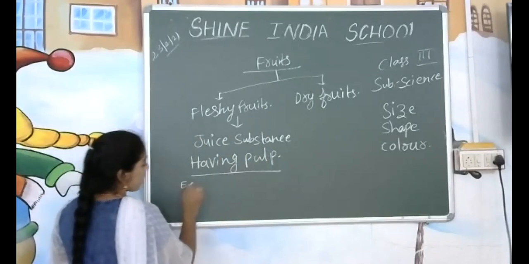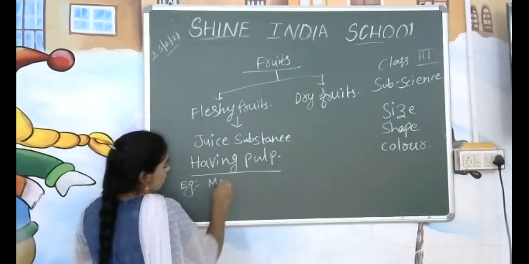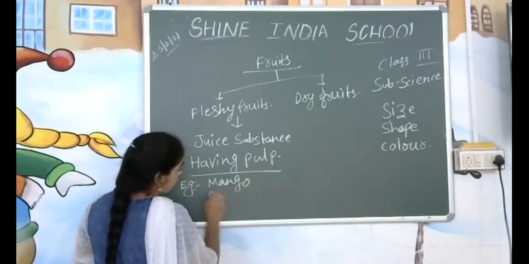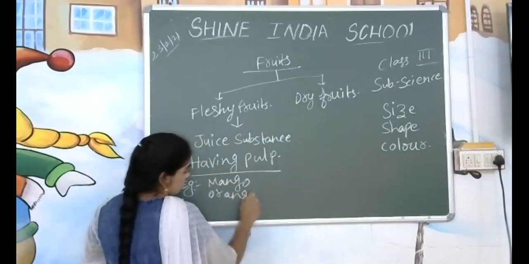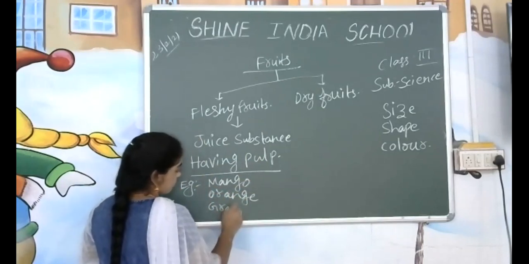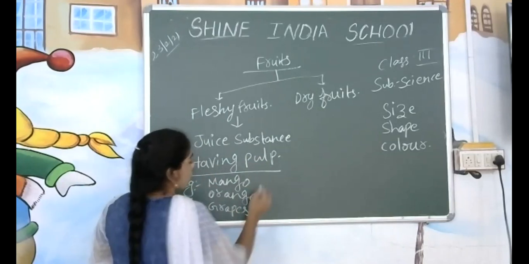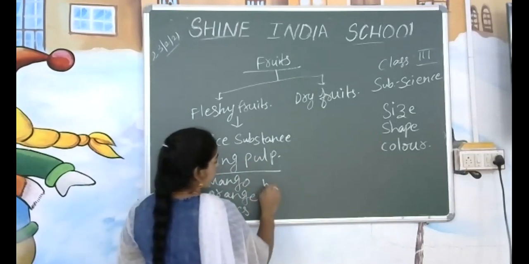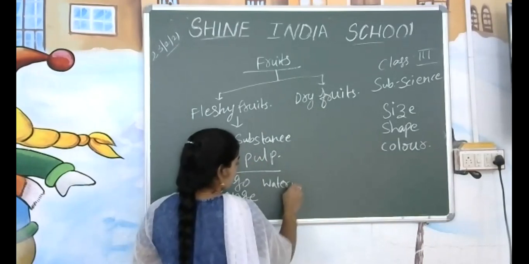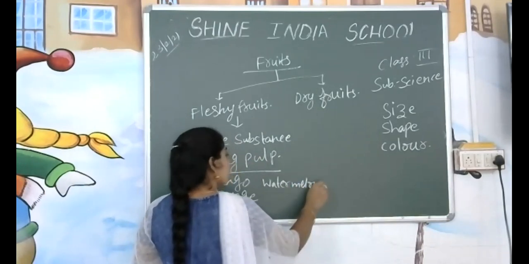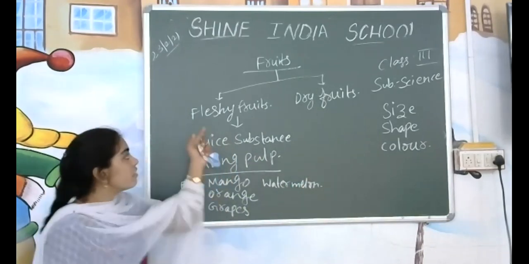Now I am writing examples here. Mango, orange, grapes. You can write any other things. Watermelon. Okay, these are the examples of fleshy fruits.